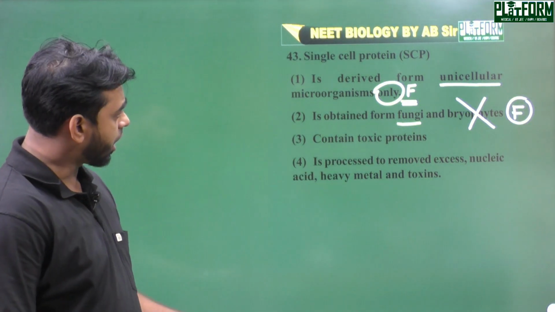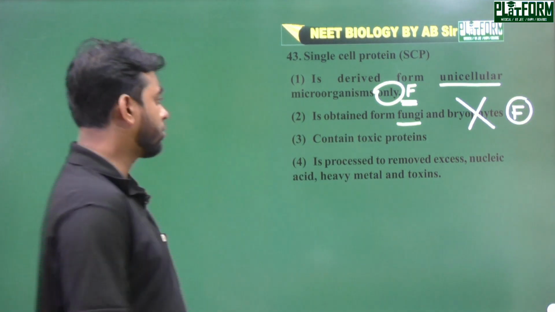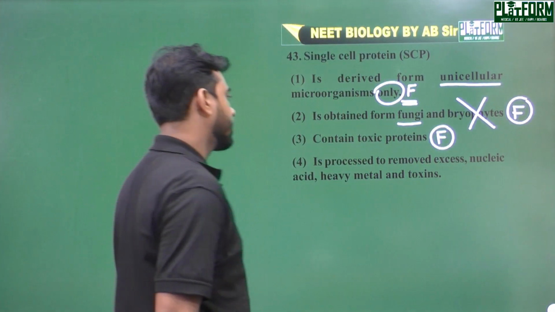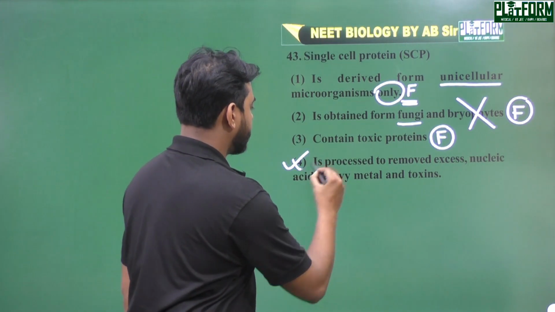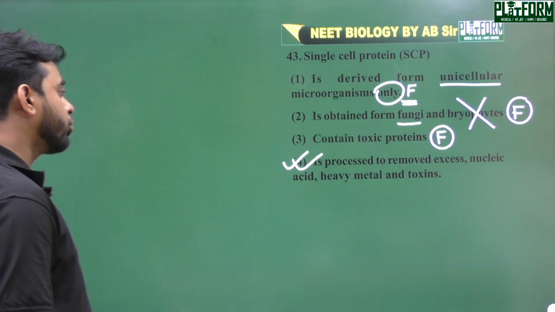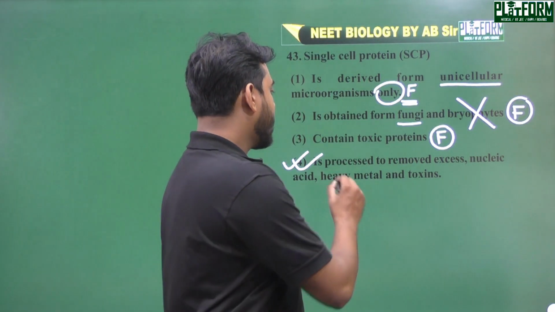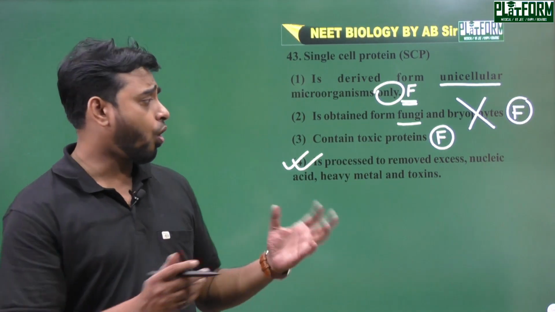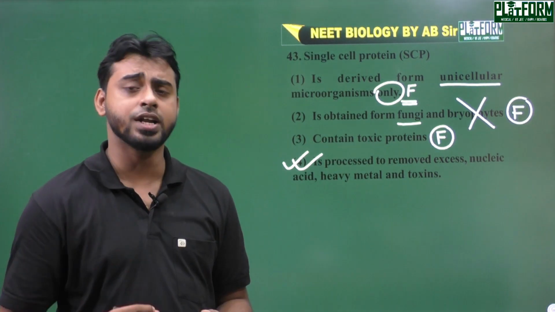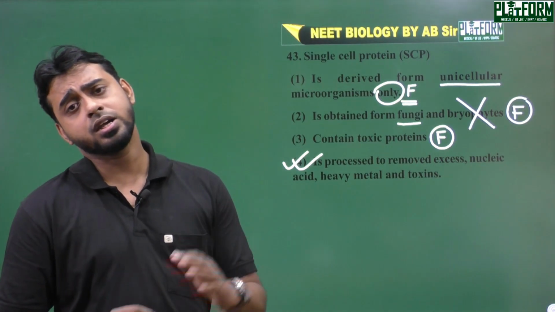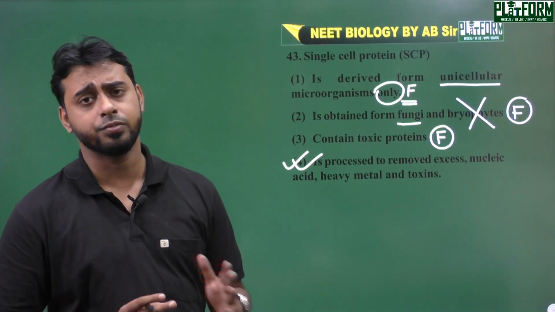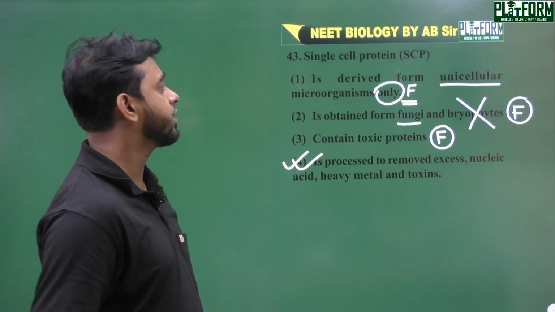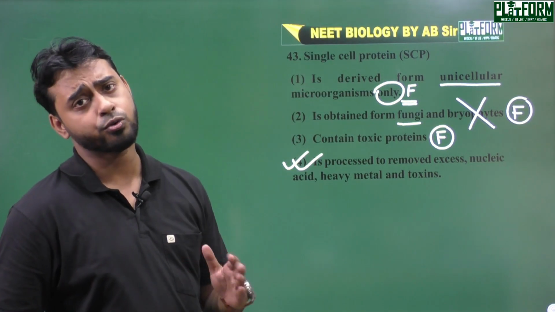The third, contains toxic proteins. No, this is also a false statement. So the correct one is, it is processed to remove the excess nucleic acid, heavy metals and toxins. If these are not removed, all these metals get accumulated inside the body and it may develop several types of abnormalities. So option 4 is the correct sentence with respect to single cell protein.